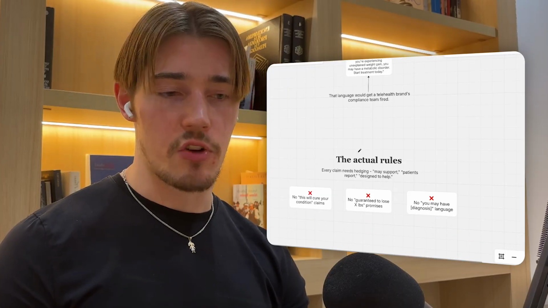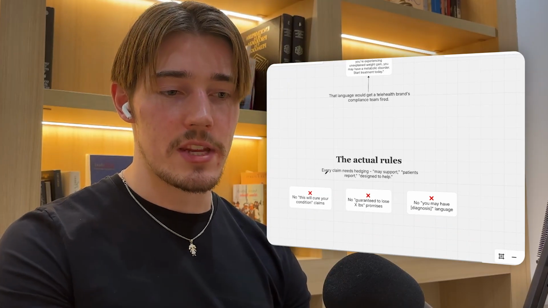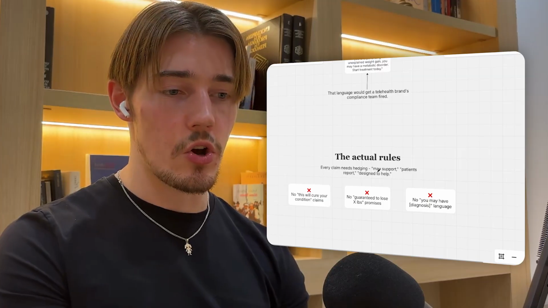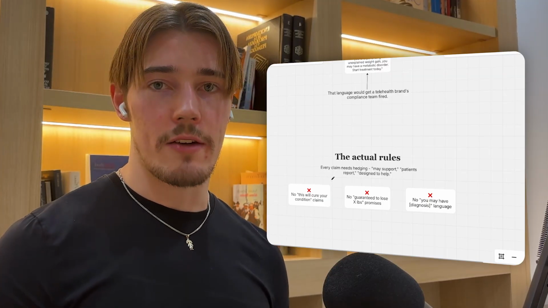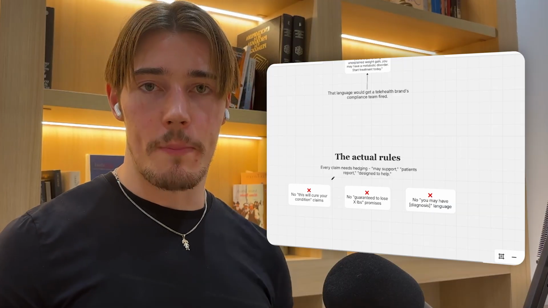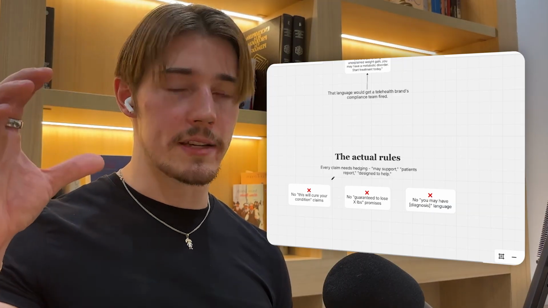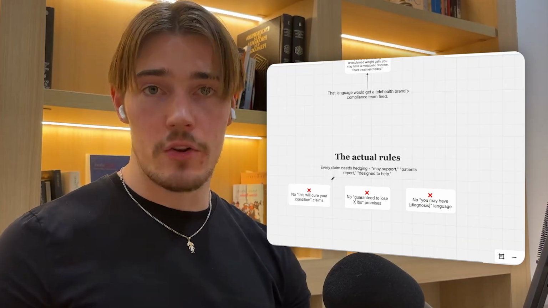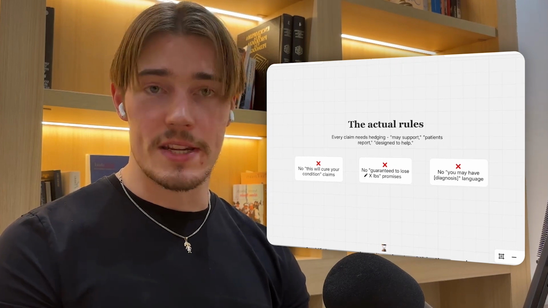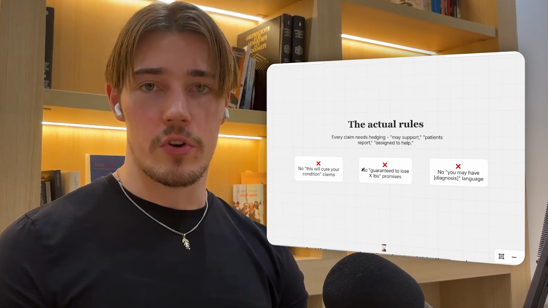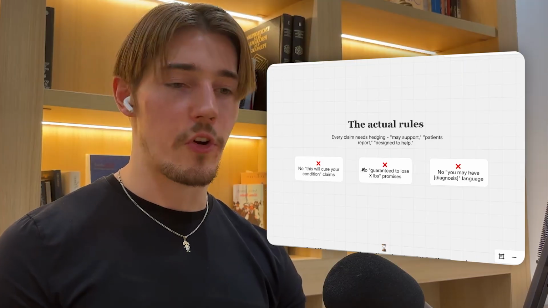And then the actual rules, what are they? Well, every claim needs to be kind of hedged. It's like hedging. So you can say "may support," "patients report," "designed to help." You can also have something like "aggregated across our reports" or "results from our X amount of patients." You can do that, but you cannot say "this will cure your condition completely." You cannot claim that. You cannot promise that. You cannot say you're guaranteed to lose this many pounds in your first month.